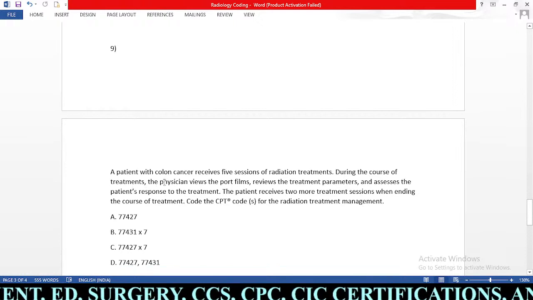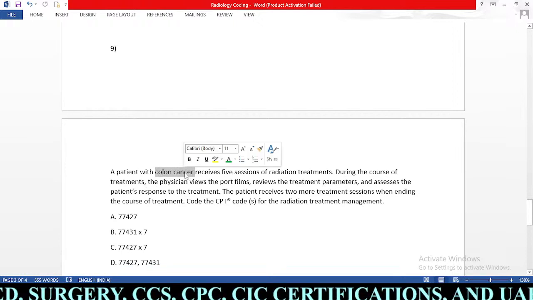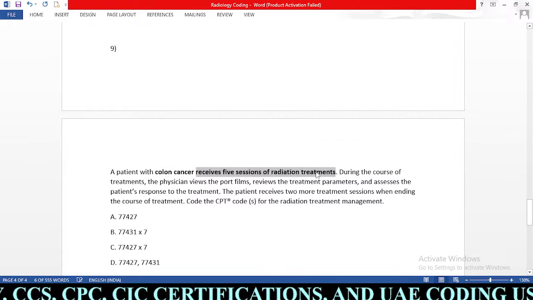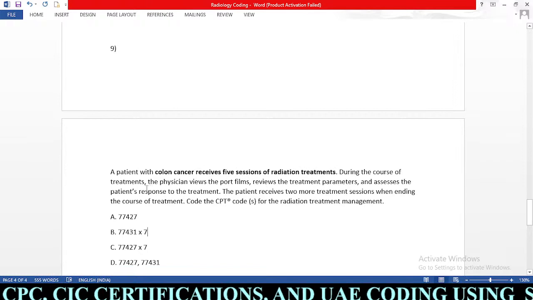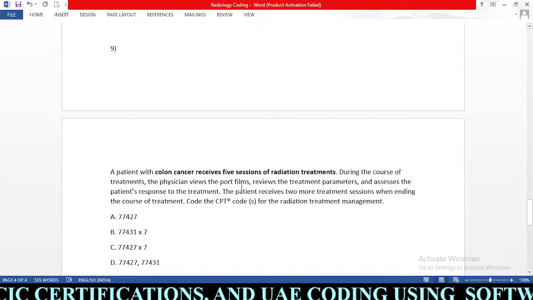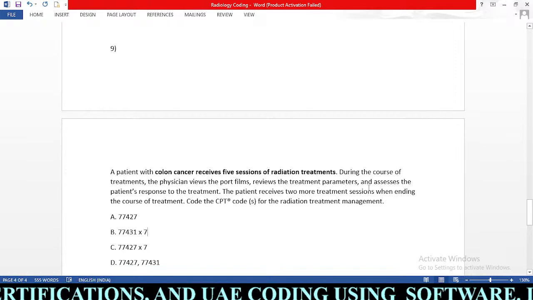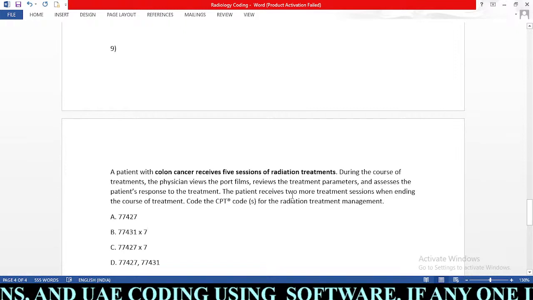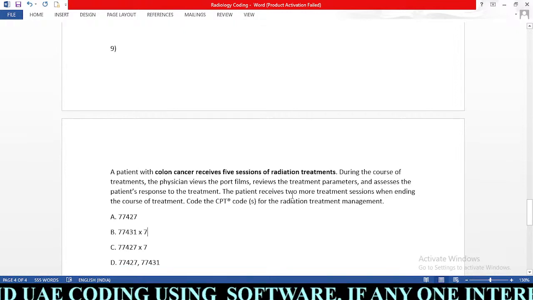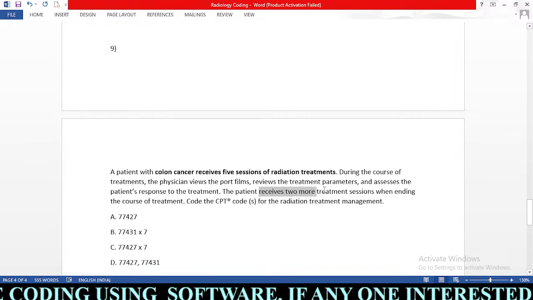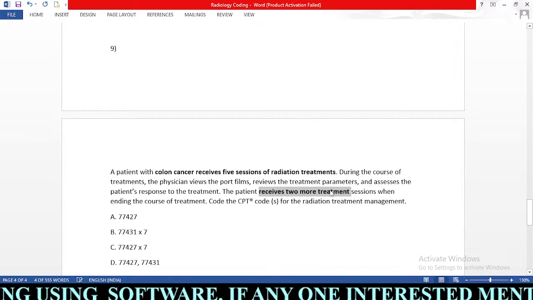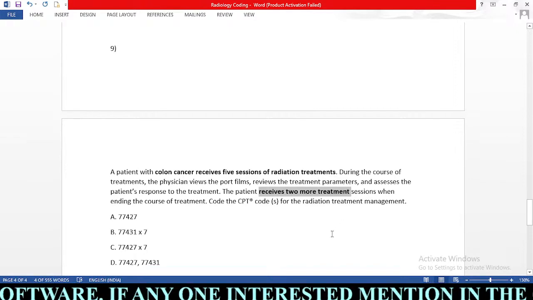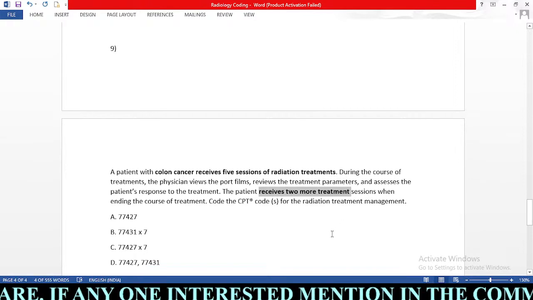A patient with colon cancer, so this is the medical necessity, receives 5 sessions of radiation treatment. This is a very important keyword here. During the course of treatments, the physician views the port films, reviews the treatment parameters, and assesses the patient's response to the treatment. The patient receives 2 more treatment sessions when ending the course of treatment. So total here 5 plus 2, total 7. Code the CPT code for the radiation treatment management. We have only 2 options here.